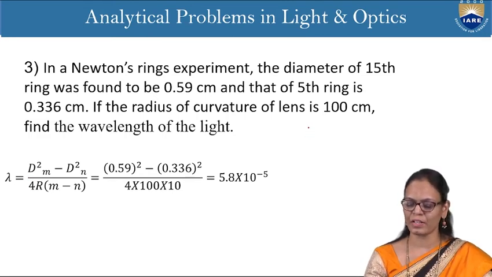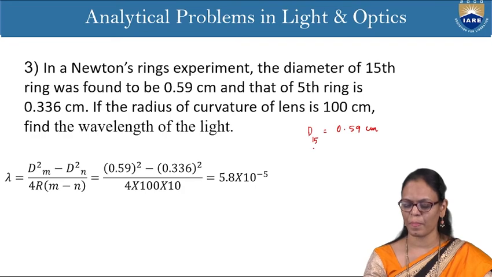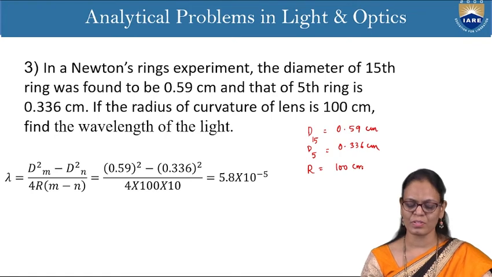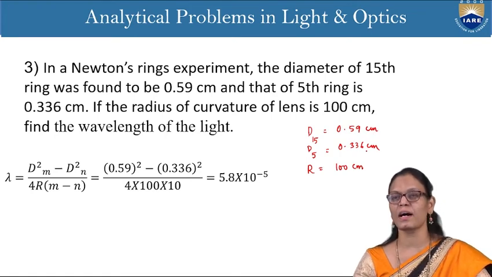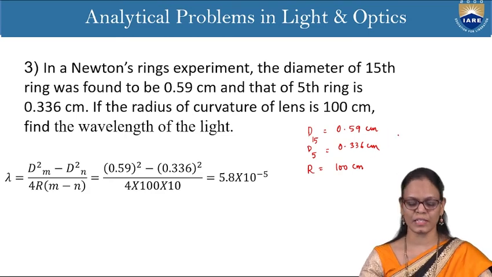So what is given here? Diameter of the 15th ring, 0.59 centimeter. Diameter of the 5th ring, 0.336 centimeter. Capital R, 100 centimeter. So here all the quantities are in centimeter, so we can continue doing the numerical in the CGS system.